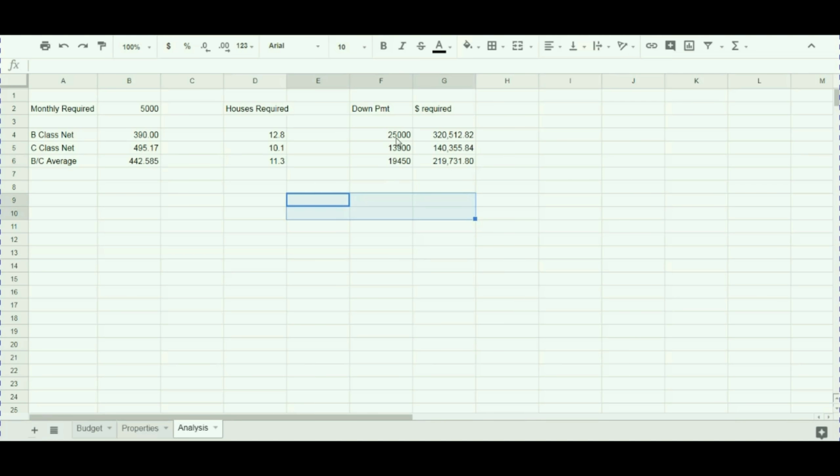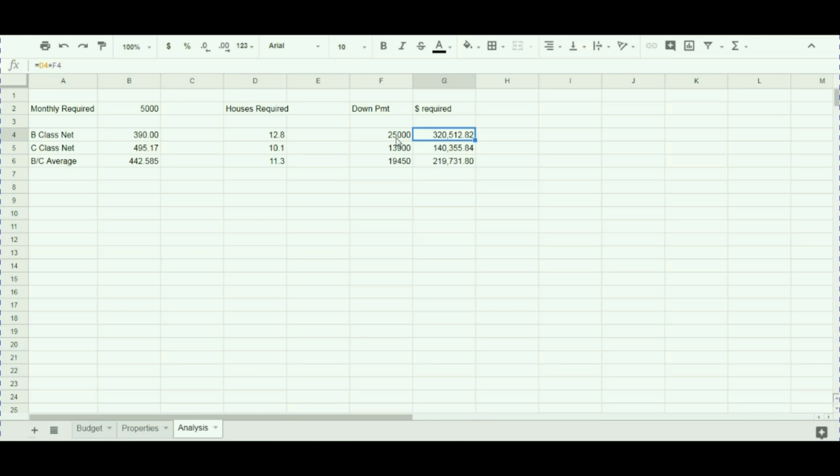So to fill in the next part, if you have a down payment, you go, well, how much money do I need in order to buy all these properties? So I just multiplied how many houses are required by the down payment, and that's how I came up with what the amount required is. And you go, oh, there's $320,000. Wow, that sounds like a lot of money to get all B-class properties in order to be able to get my $5,000 a month. The thing is, you don't need $320,000.